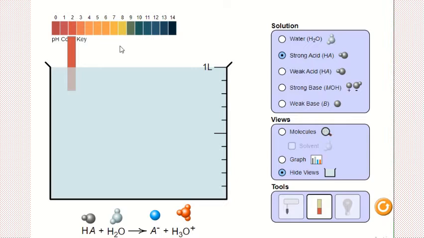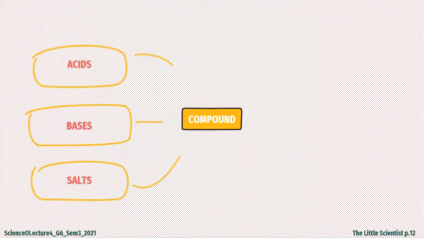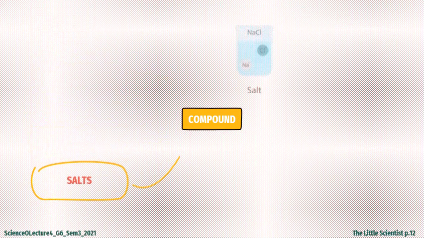Acids are solutions with a pH lower than 7. Bases are solutions with a pH greater than 7. Solutions that aren't acidic or basic are called neutral, with a pH equal to 7. An example of a neutral solution is water. Salts are also compounds, and they exist in the form of crystals around us. NaCl, which is table salt, is an example of salts that we encounter every day.